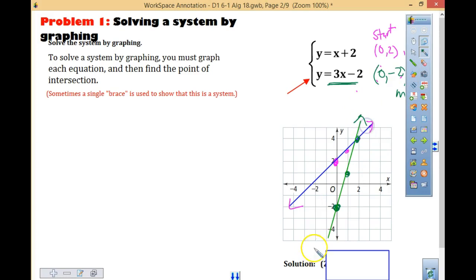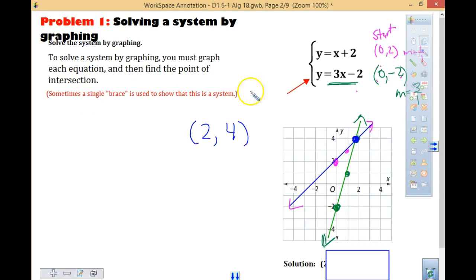And we have arrows on the ends of both of those, so making sure you have that. And then we're looking for the point of intersection, which is located at (2, 4). So it says to solve the system by graphing, you must graph each equation and find the point of intersection.